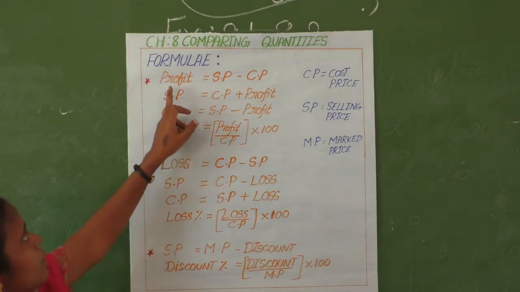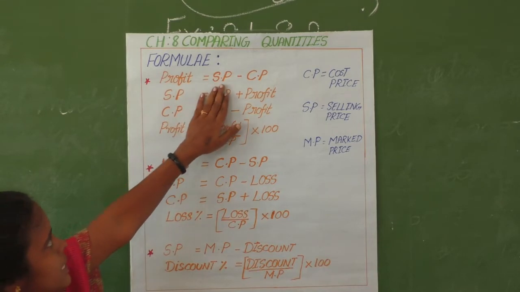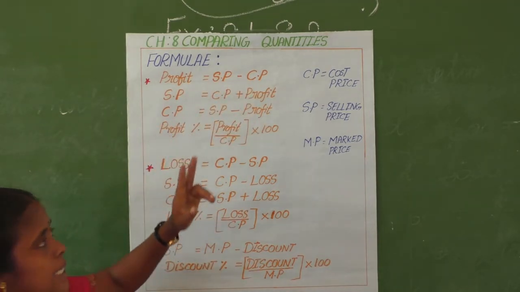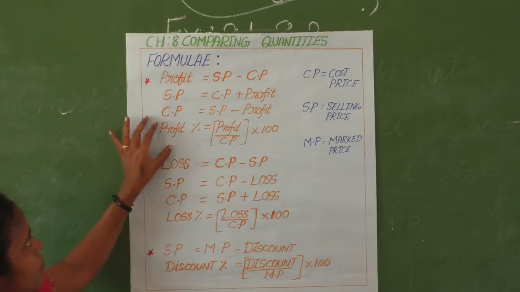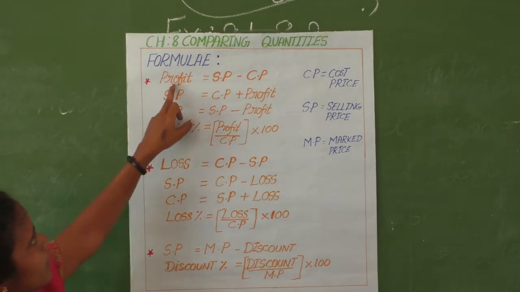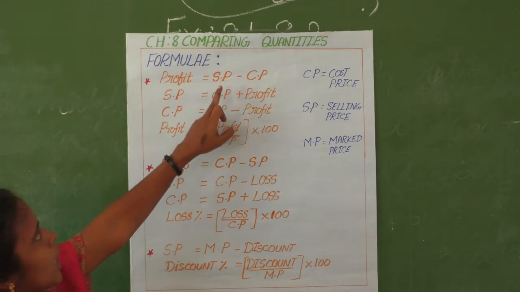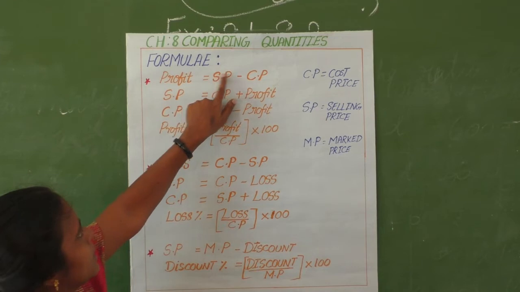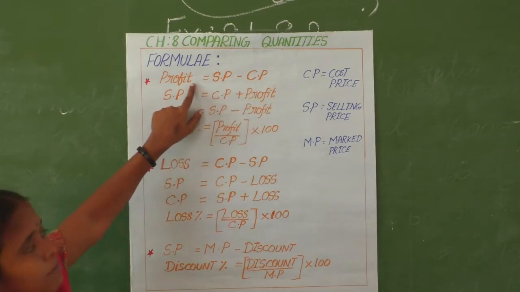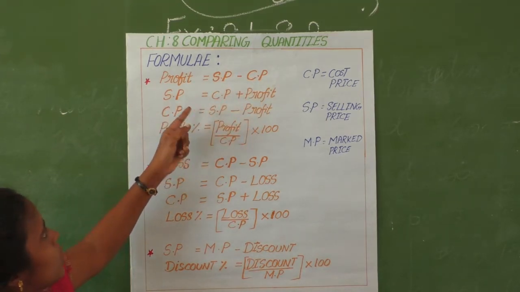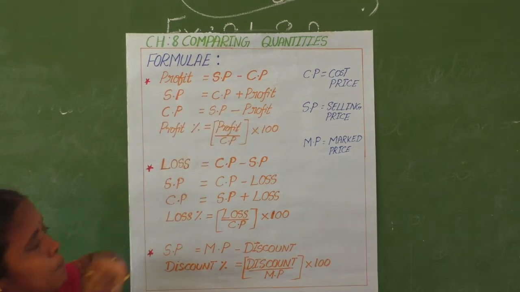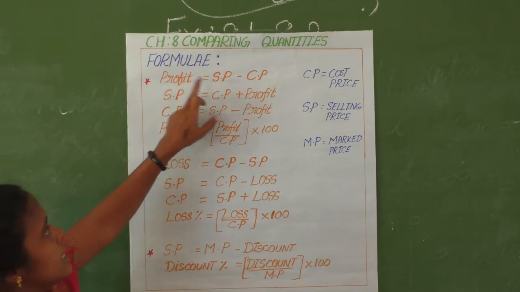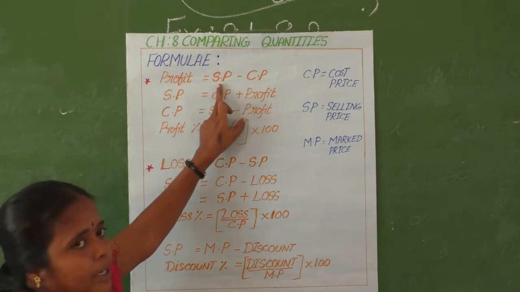Okay. So what is the formula? Profit equal to SP minus CP. SP means selling price, CP means cost price. From this, profit given, CP given. How do you find SP? If you want to find SP, the CP has to be shifted to this side. At the time, how does it come? Profit plus CP. Okay, to find SP, profit is given, pa, CP is given. When you want to find SP at that time.